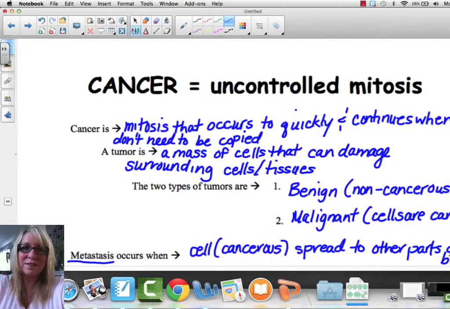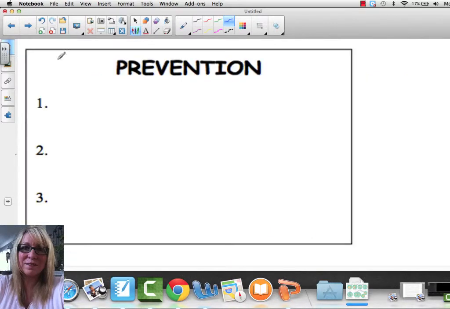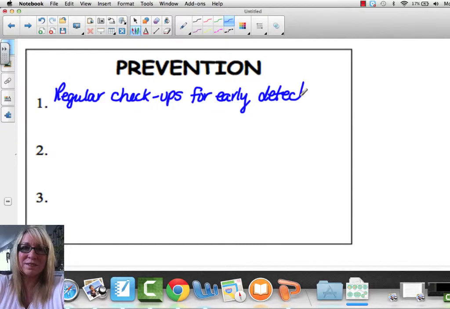So now we're going to talk about prevention, causes, and treatment. So let's talk about prevention first, some things that you can do. Well, number one, regular checkups for early detection. Girls are taught how to do breast exams, self-exams, to check for unusual lumps in their armpits or in their breast tissue.